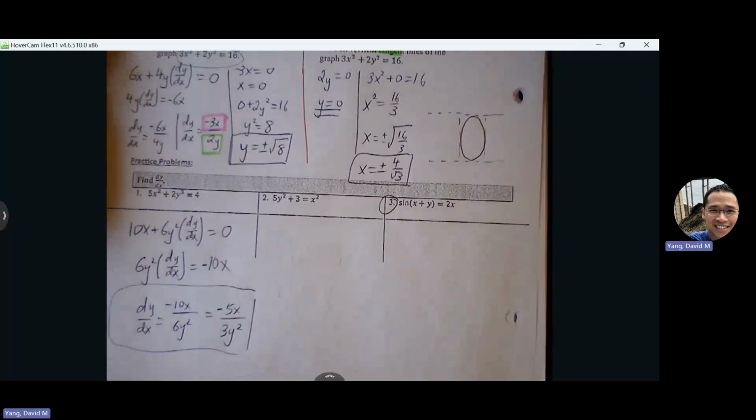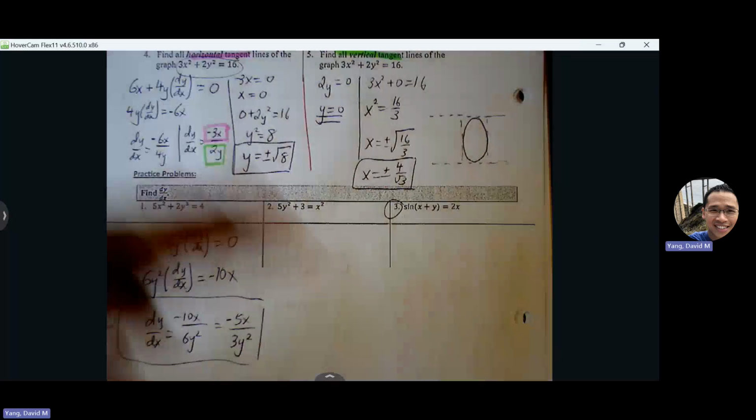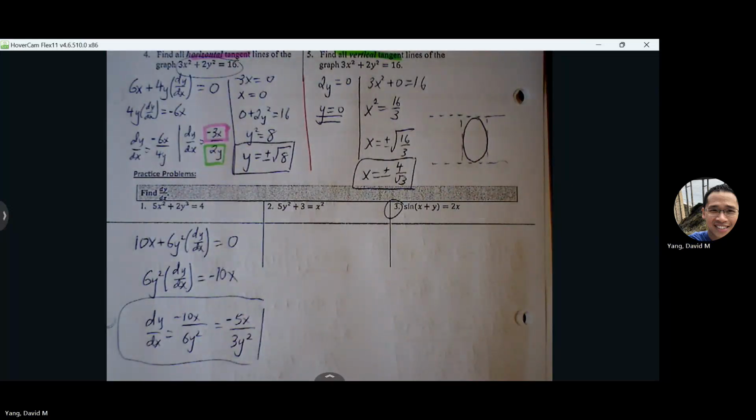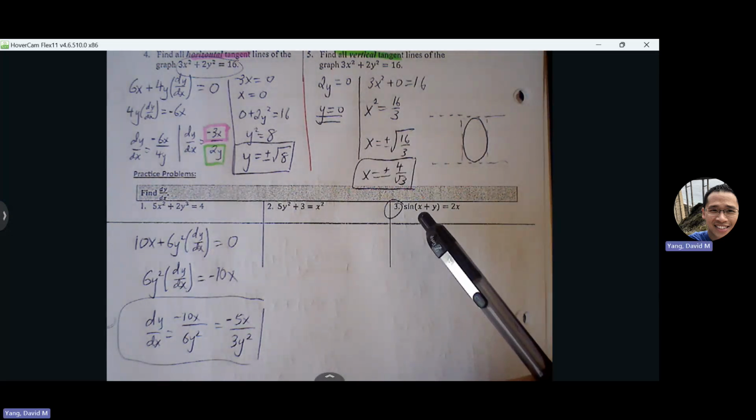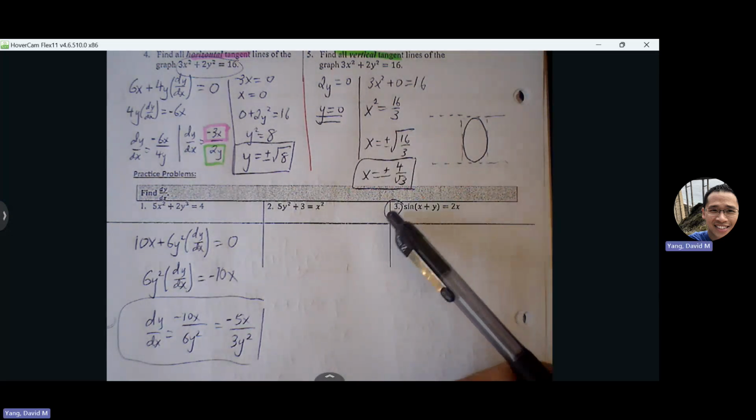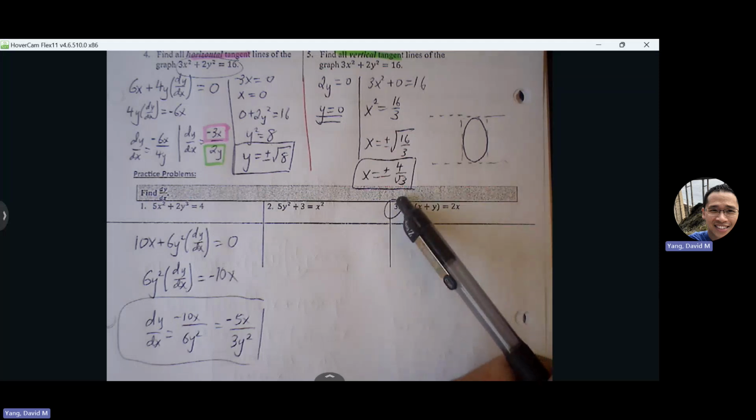We're just gonna do the odds here. So next up, number 3. Careful that knowing that x plus y is inside the sine function, we can't distribute the sine through. This x plus y is stuck inside this, so we got to go through chain rule.